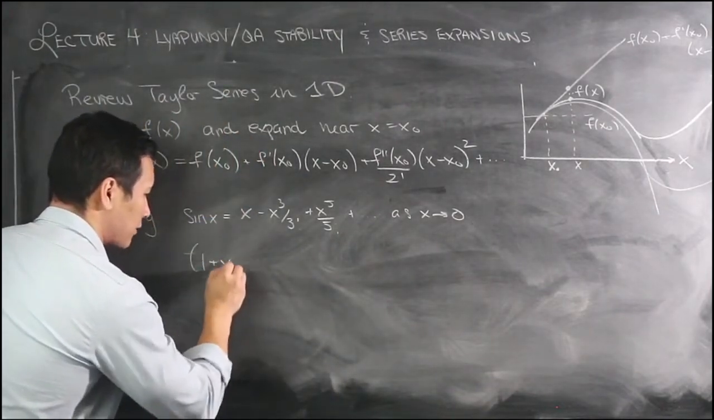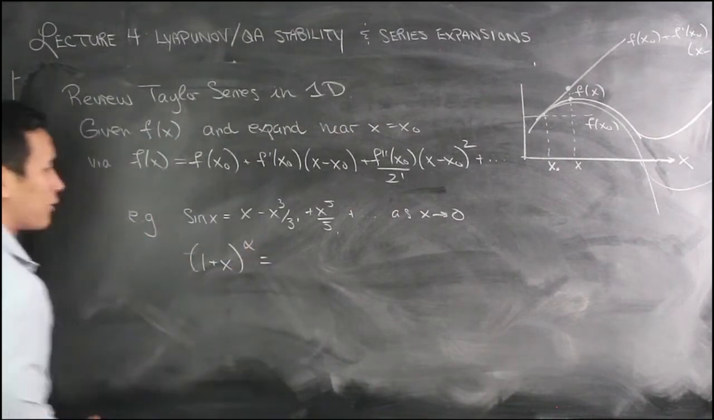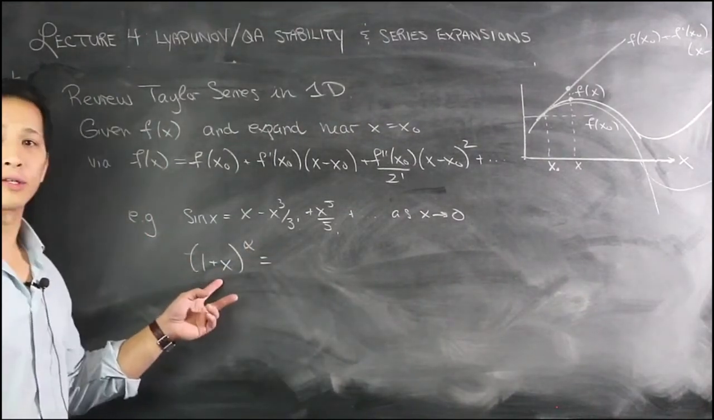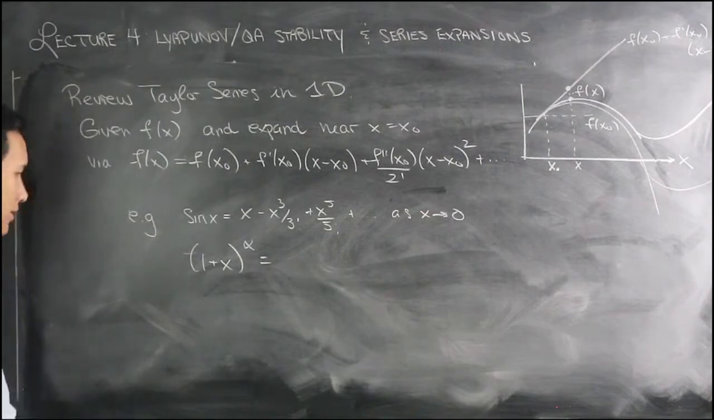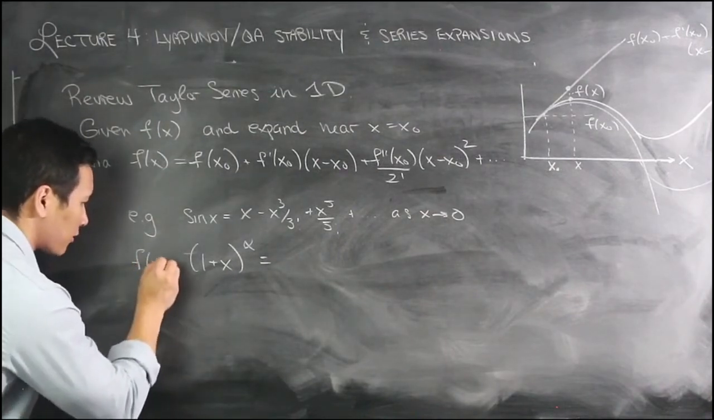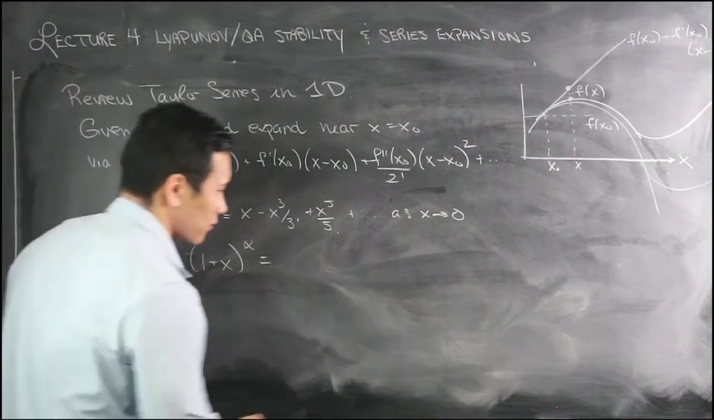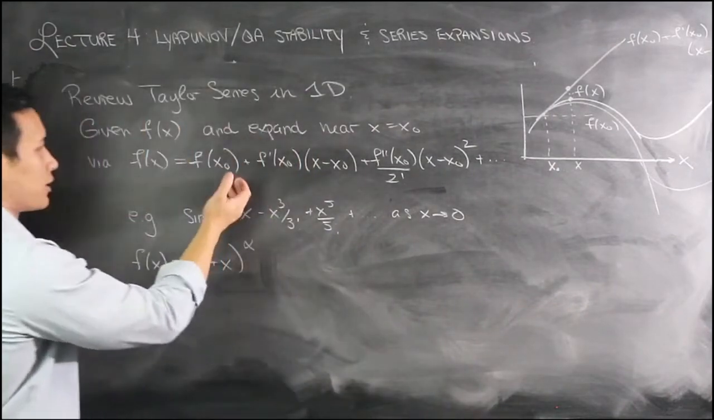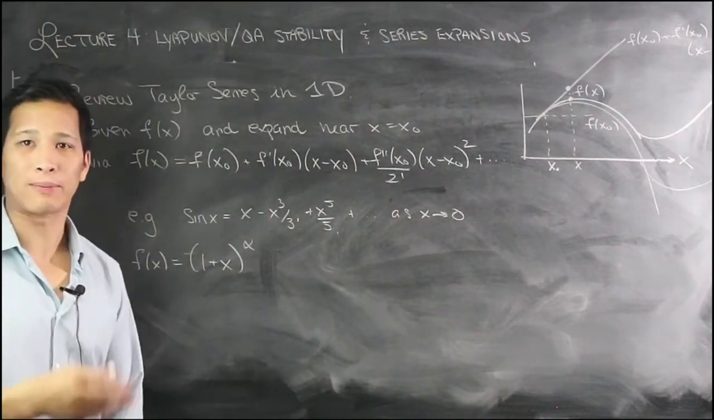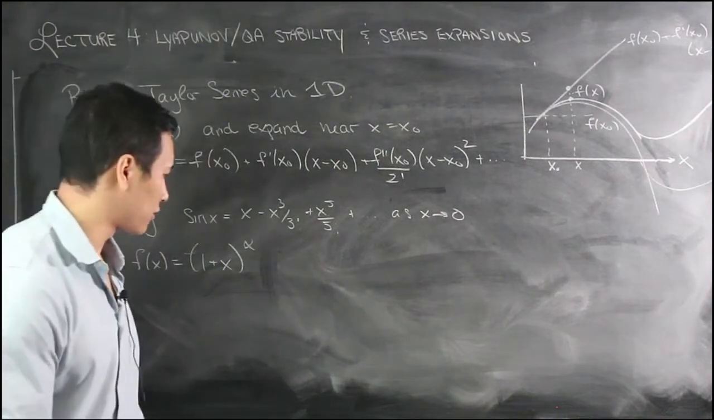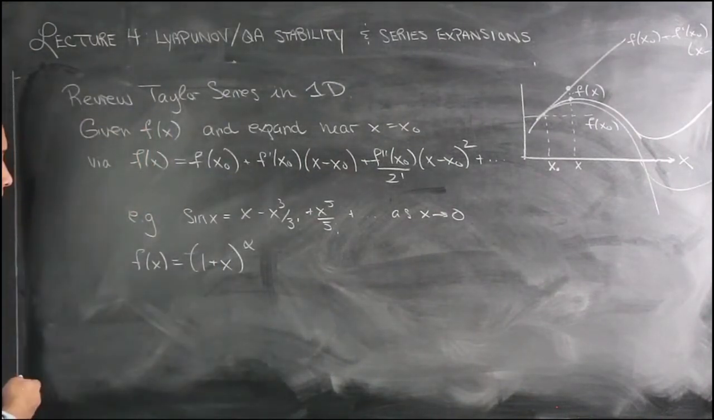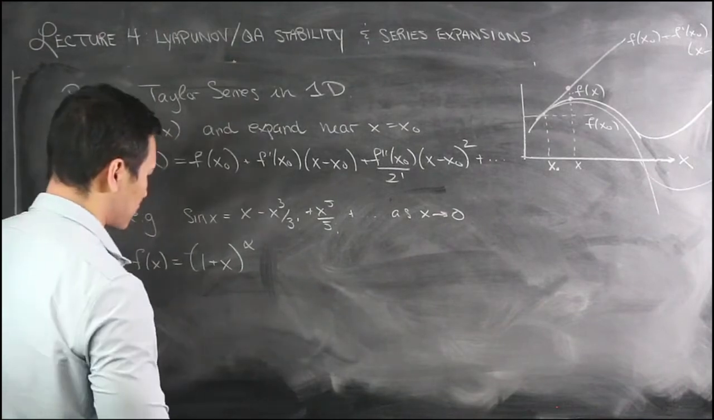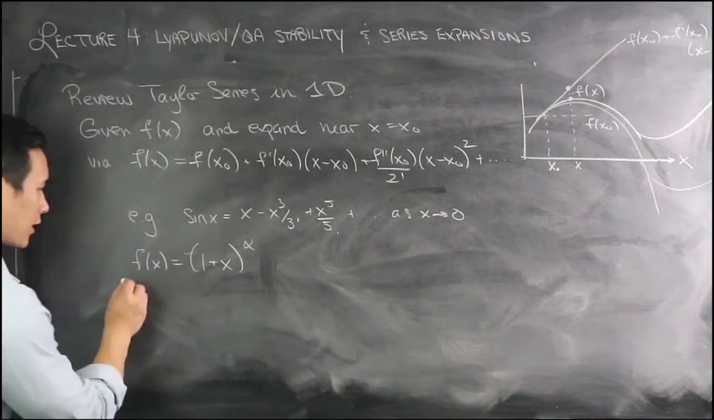If I expand 1 plus x to the alpha near x equal to 0, let's just try it. We'll try the formula. For chapter 5, you're almost never really going to be using that formula. You just expand things manually. But let's just try it. So let's take this example. This is sort of a binomial expansion.